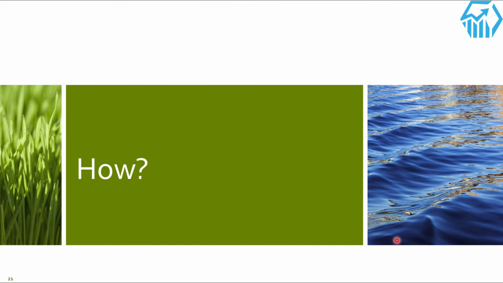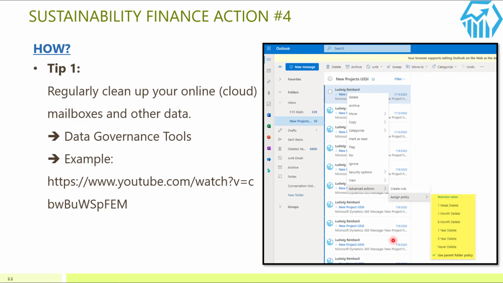Now the question is, okay, what can I do? And here I have a couple of tips. So the first tip is, okay, clean up your cloud mailboxes, your other online data that you have. And there are a lot of tools. I have here a video for you that shows you how you can use these data governance tools and automatically clean up old emails, such as the one on the right hand side that you do not need.